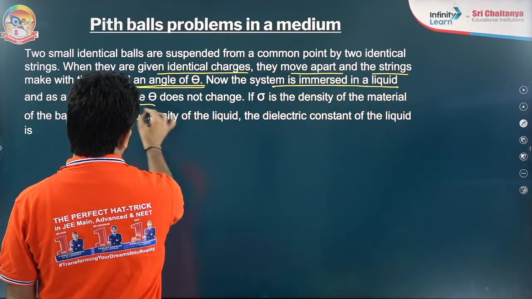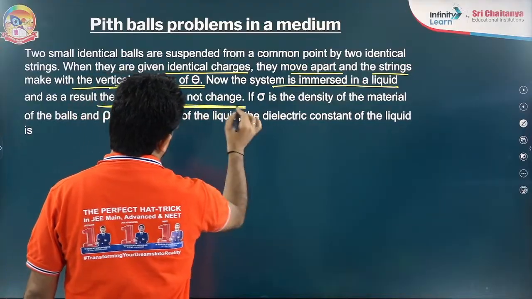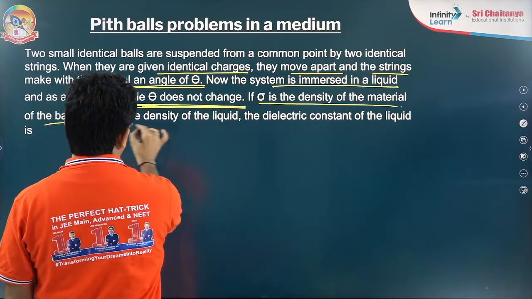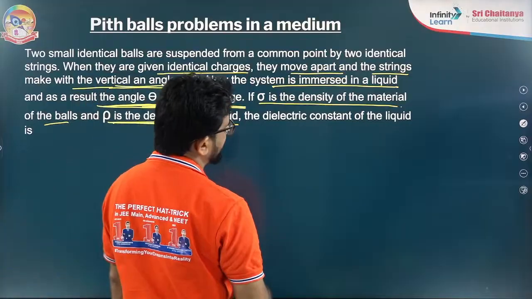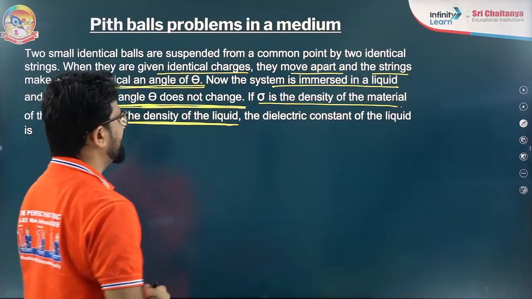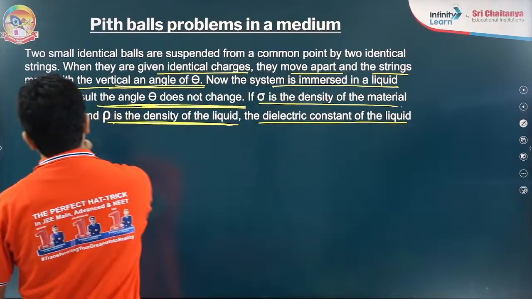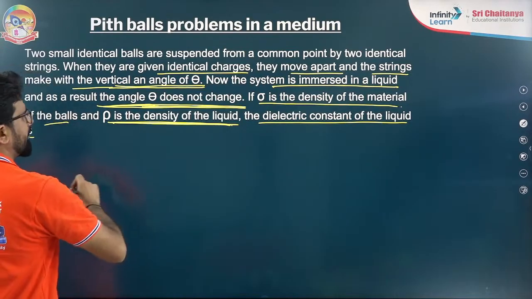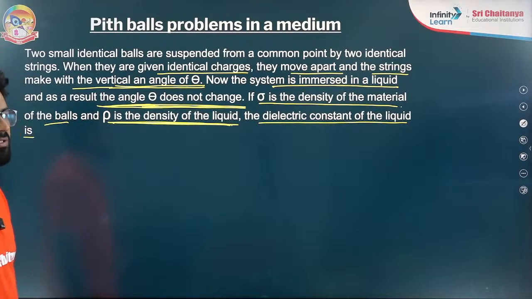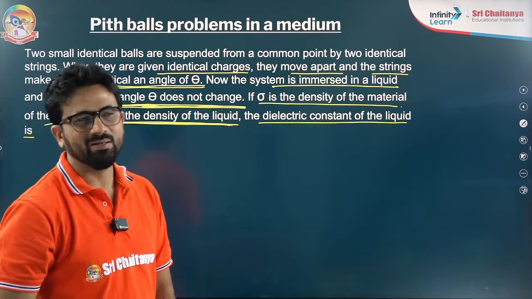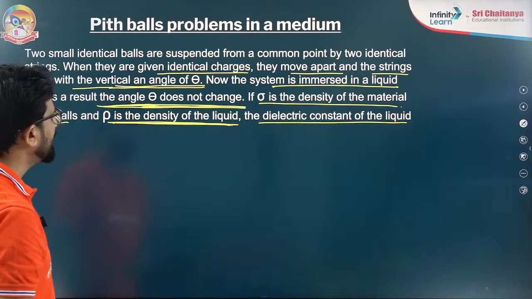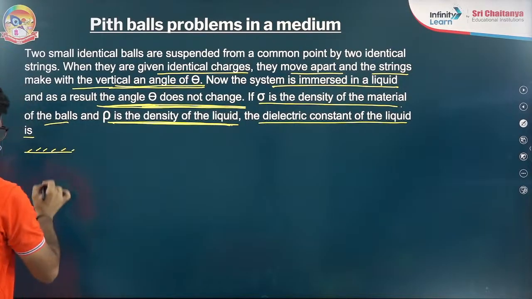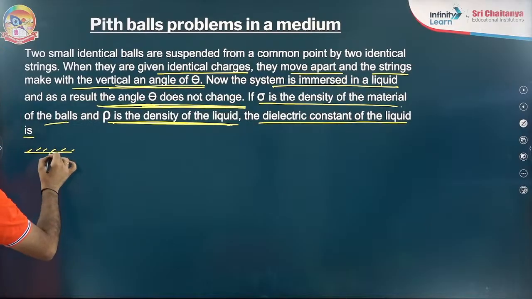As a result, the angle theta does not change. Very important line, it does not change. Sigma is the density of the material of the ball and rho is the density of the liquid. The dielectric constant of the liquid is? This is already a PYQ that you have to understand. What is the dielectric constant they are asking? If you understand the previous question, this question can also be solved very easily. Focus. How to solve it? I am drawing this diagram again, beta. Please focus. These are the two pith balls. Again I am drawing it.